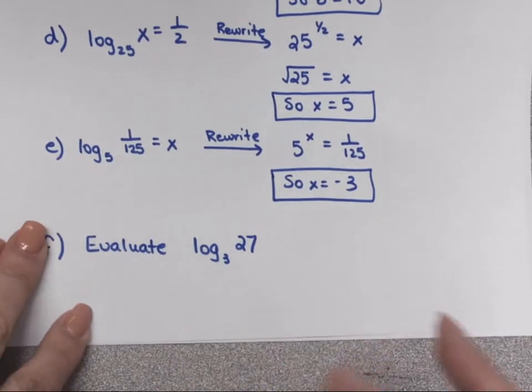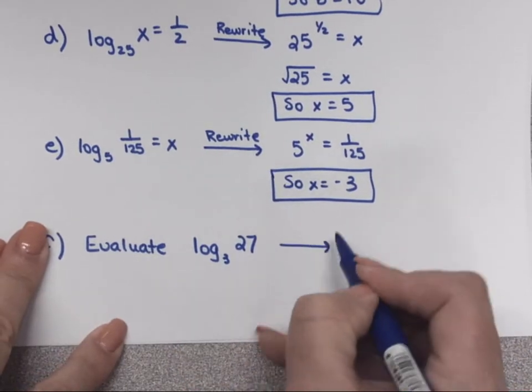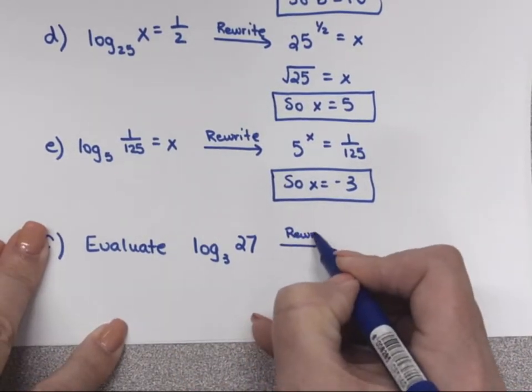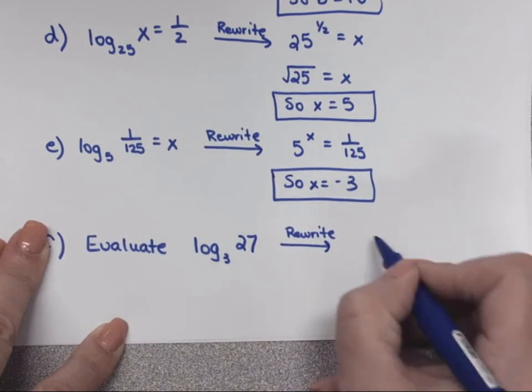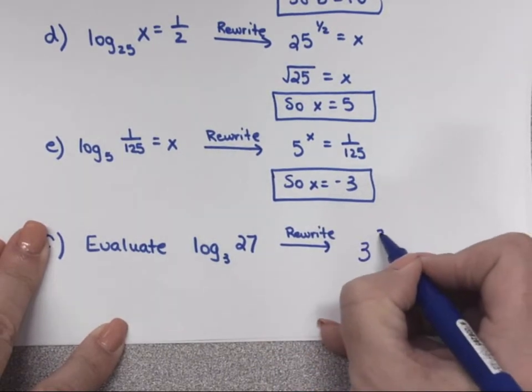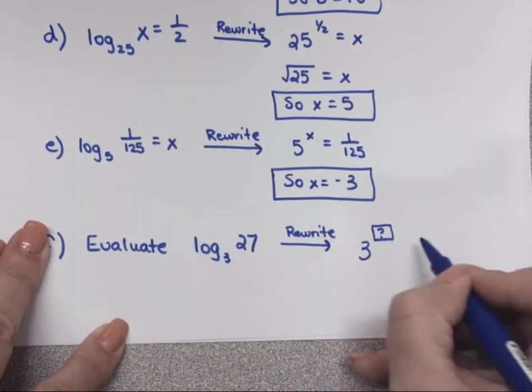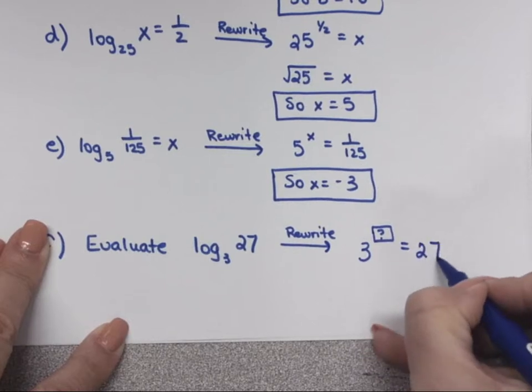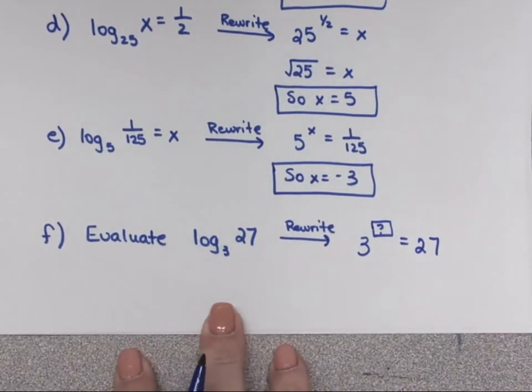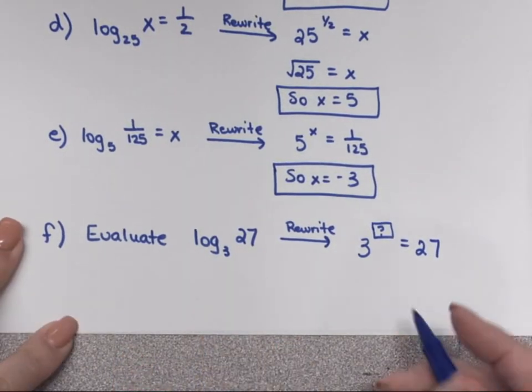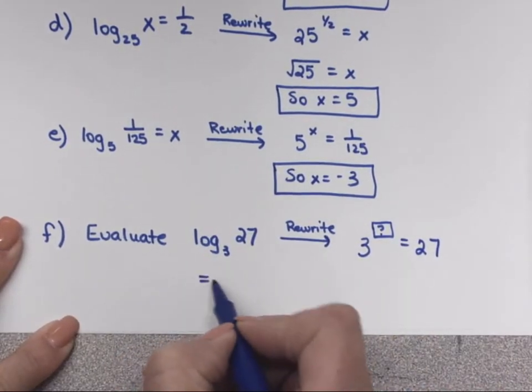We did some of these last time actually. So then we would just do a rewrite step, and this is where we would use our question marks. Our base is 3. I want to know what exponent I need to give me 27. How many 3s do I need to give me 27? 3 times 3 is 9. 3 times 3 times 3, 3 of them would be 27. So the answer is 3.